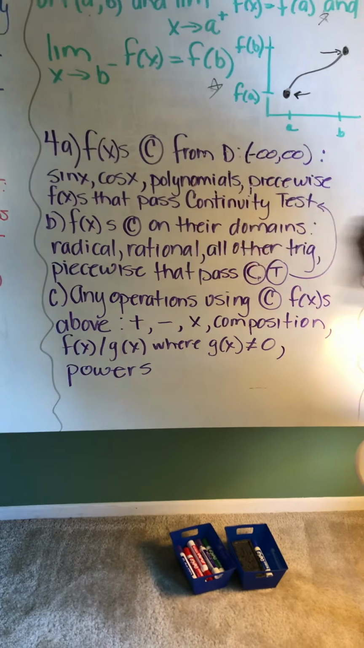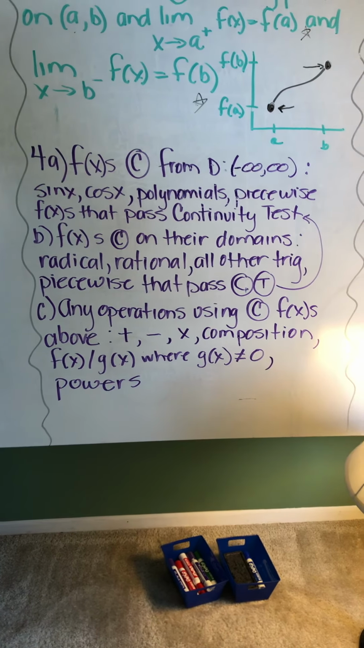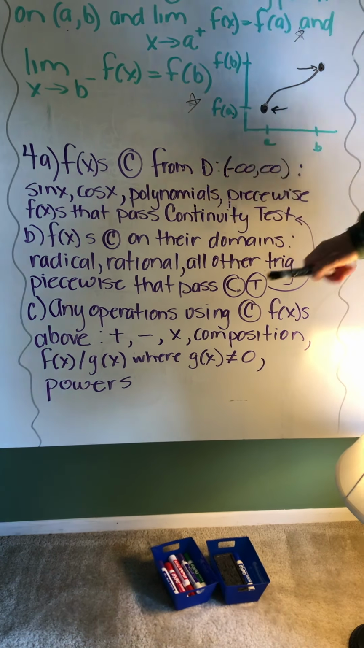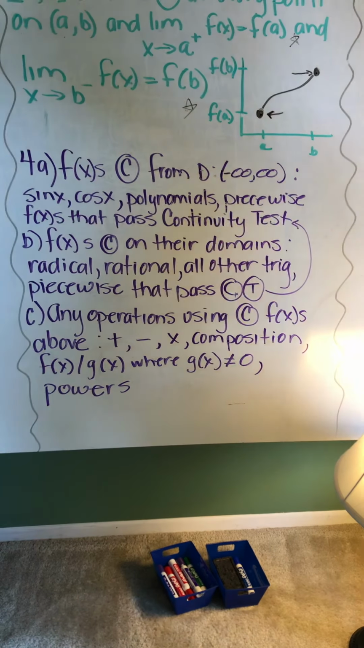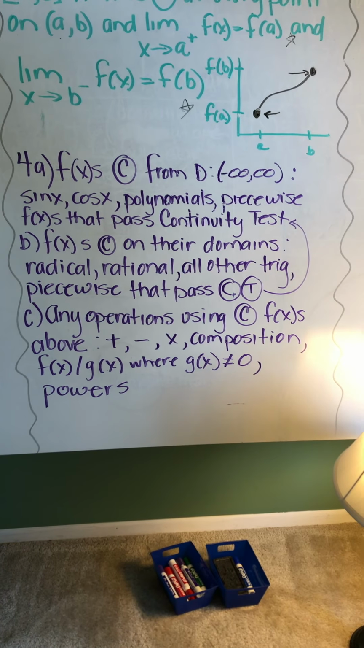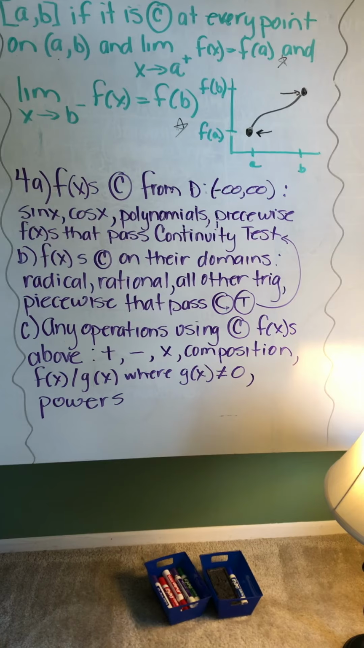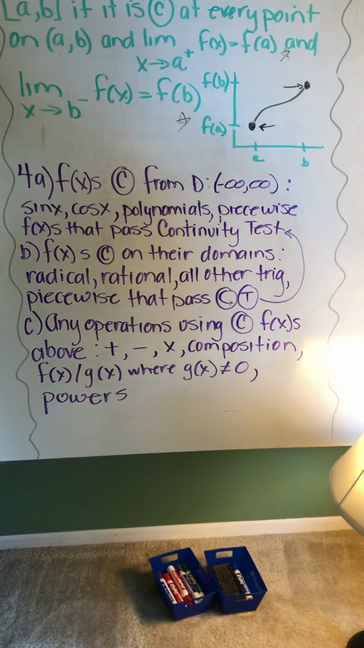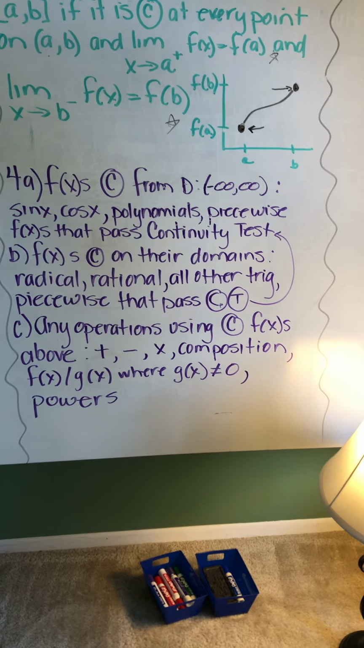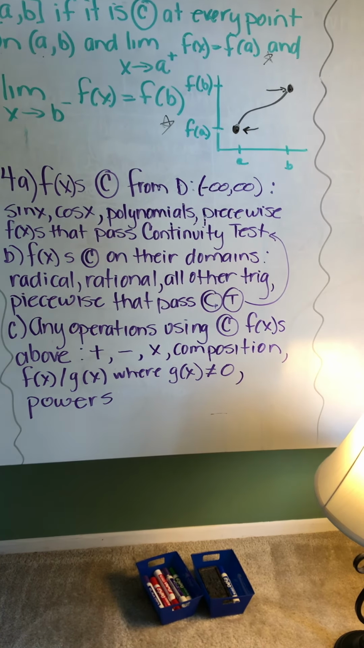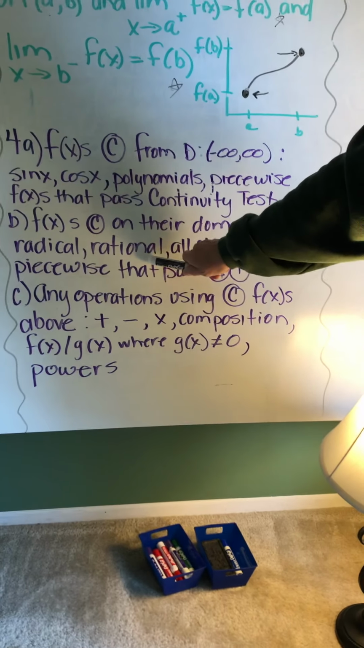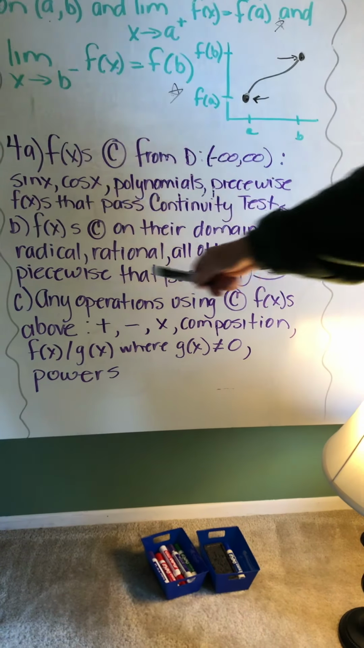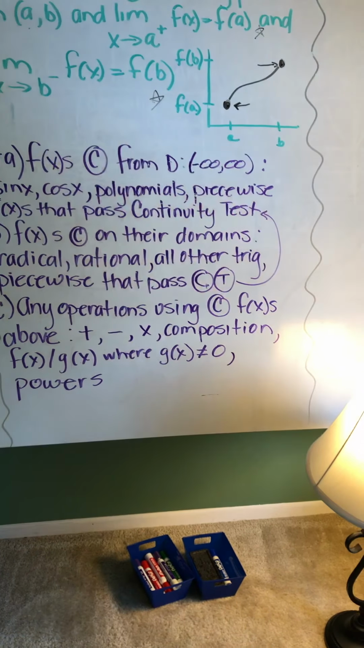4b, functions that are continuous on their domains. So not from negative infinity to infinity, but on their domains. So radical expressions like the square root of x, right? Its domain is x greater than or equal to 0, no negative values. But from there, where x is greater than or equal to 0, obviously the function is continuous. Rational functions, all other trig besides sine and cosine. Piecewise functions that pass the continuity test.